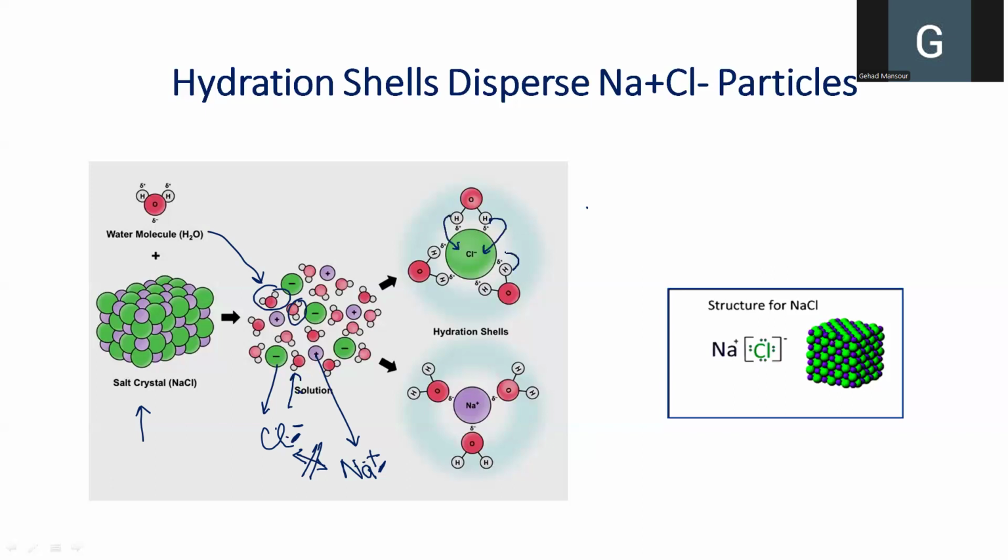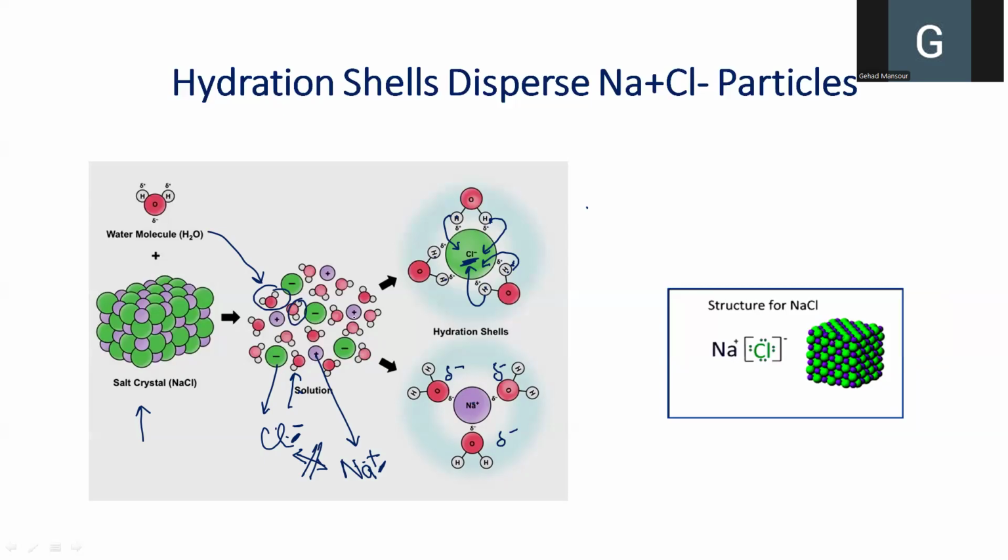So all the water molecules will be arranged in such a way that the hydrogen atoms, sorry, not the protons because this is a water molecule, so that the partially positively charged hydrogen atoms will be towards the chloride atom. And on the other hand, the partially negative oxygen atoms will be towards the sodium.